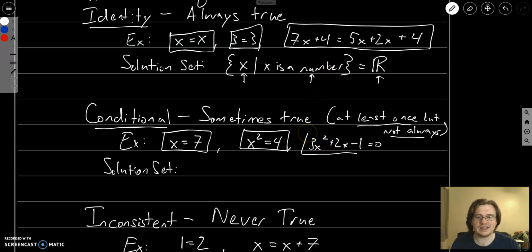This last equation, again, it's not clear that there are multiple solutions, but if you were to simplify this and work things out, you would also find that this has two solutions. So the solution sets for conditional equations will depend.